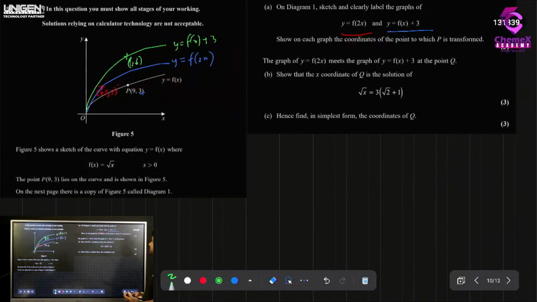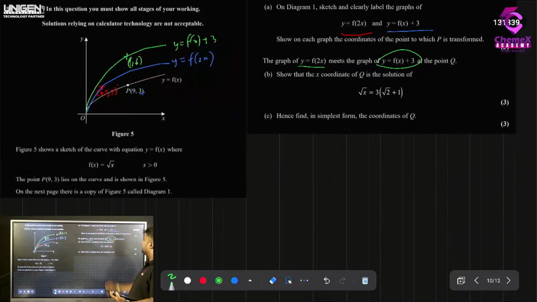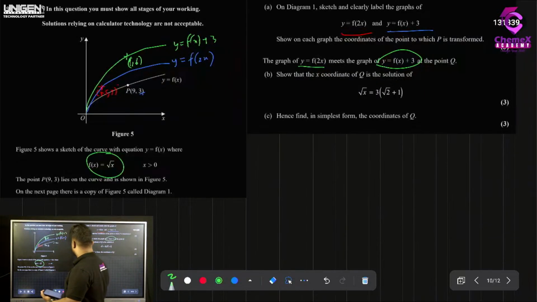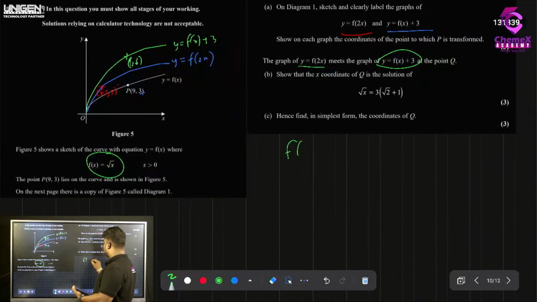B part. Show that the x coordinate of Q is the solution where y equals f(2x) meets the graph of y equals f(x) plus 3. So you have to show that the solutions will be like that. How do you show? So f(x) is given as root x. So you know what is f(2x). What is it going to be?